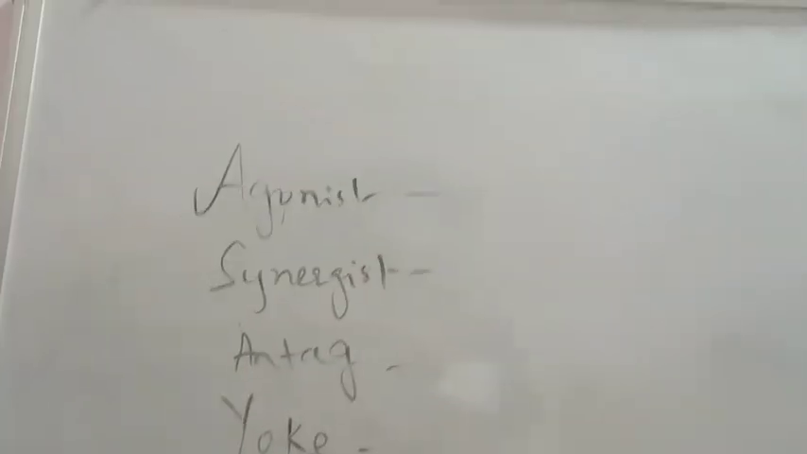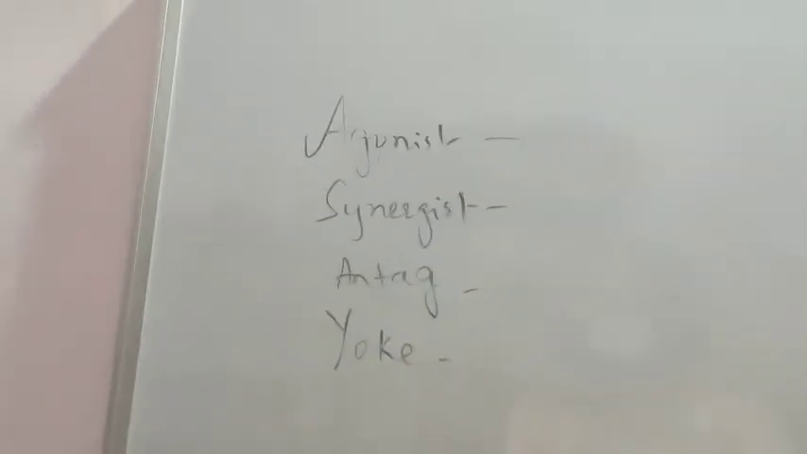Now, agonist, synergist, antagonist, yoke muscle. The agonist is the muscle which has that action only. For example, abduction. Abduction means moving away from the midline. Who will do abduction? Lateral rectus. Lateral rectus will contract, then the eye will have abduction.